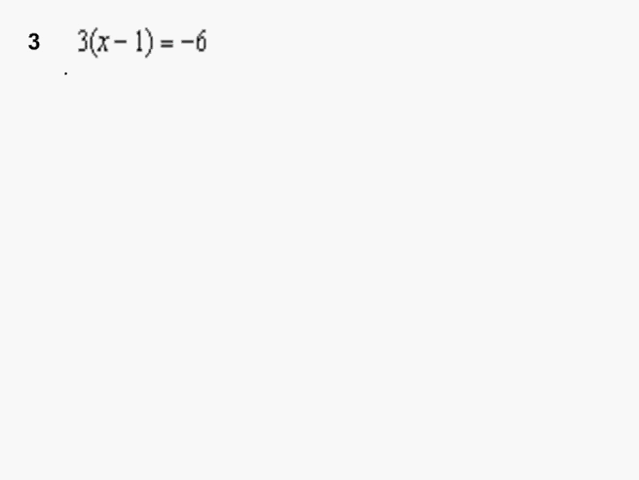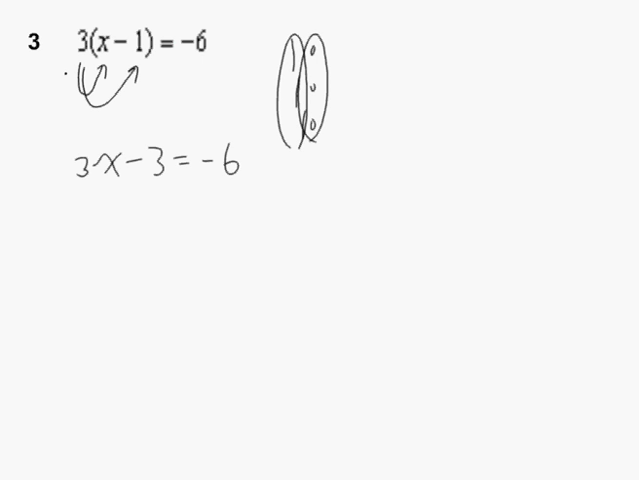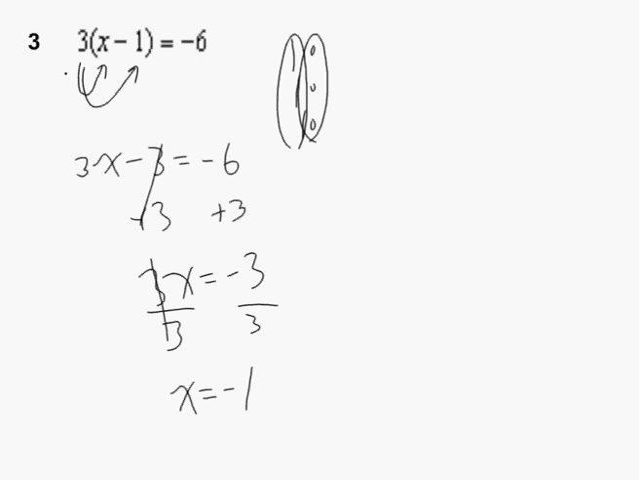For the next question, we have 3x minus 1 equals -6. If you expand using distributive property, you get 3x minus 3 equals -6, because you would have 3 groups of x minus 1. So you'd have 3 x's and a minus 3. You would add 3 to both sides. You get 3x equals -3. And when you divide both sides by 3, x would equal -1.